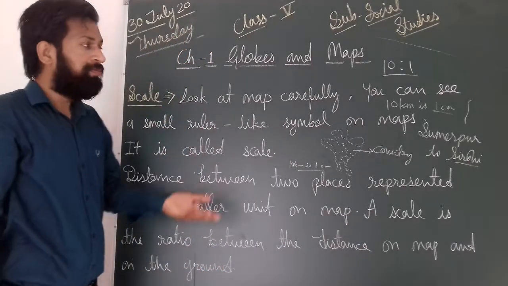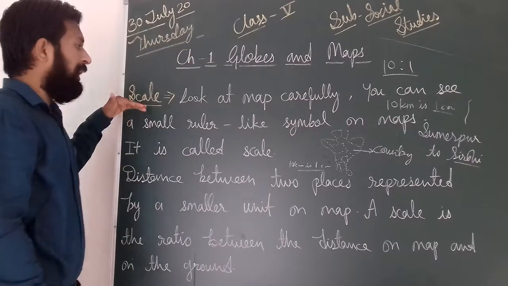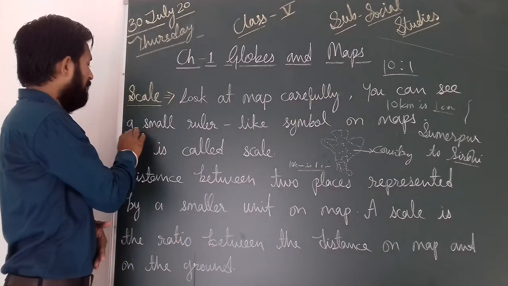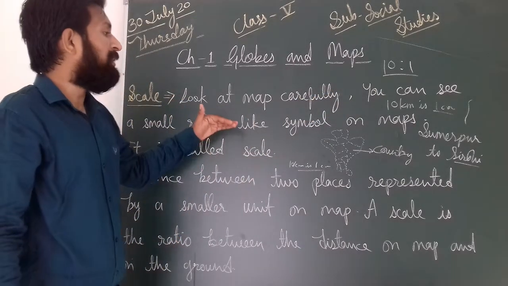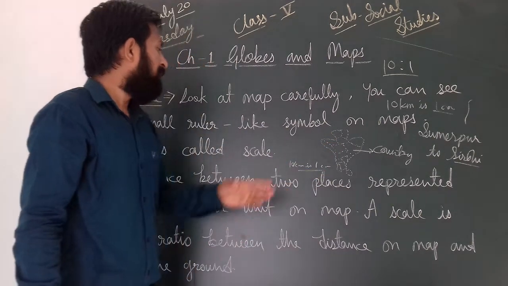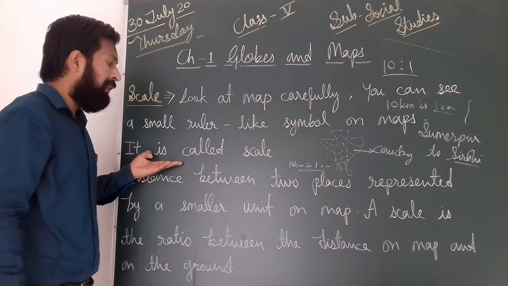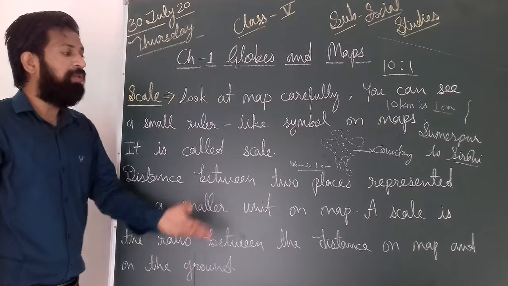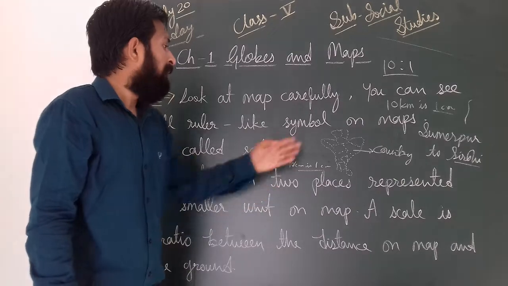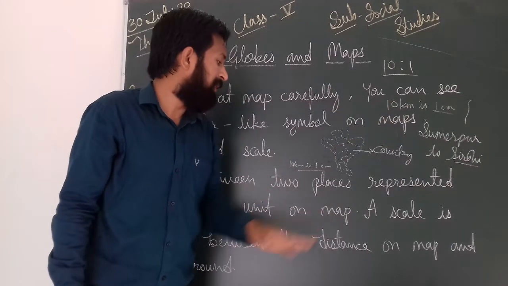Again I want to revise that. Scale: look at the map carefully. You can easily see a small ruler like symbol on maps. That type of symbol you can easily see on maps, and that type of symbol is known as scale. The distance between two places is represented by a small unit on the map, like 10 km is 1 centimeter.